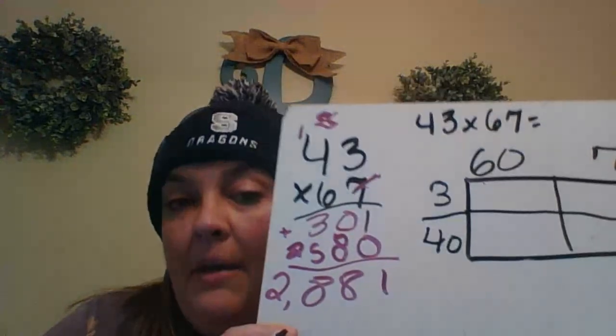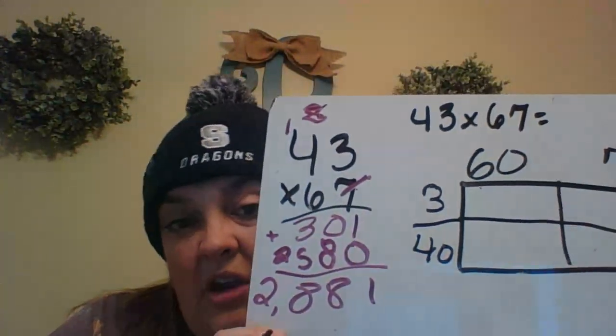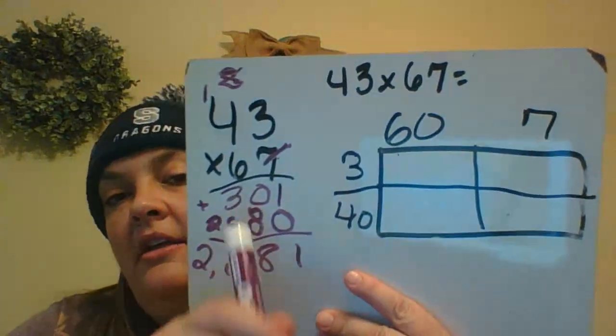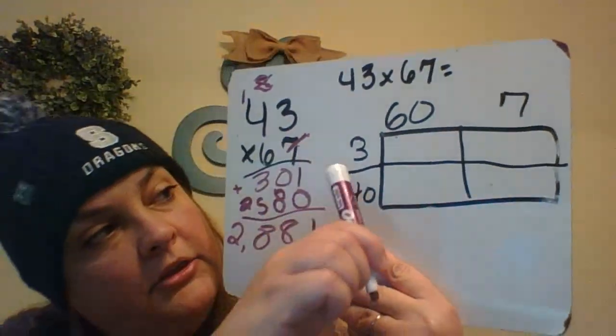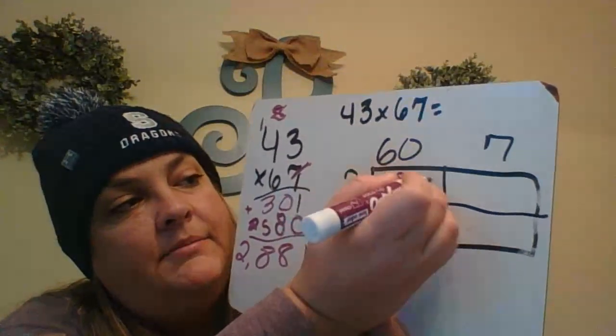2,881. If that makes sense to you, maybe that's the strategy that you use today, right? Give it a try. See how it goes. If not, let's go back to the area model here. 3 goes walking, the peasant to the king. 6 times 3, 18. Remember, I did get back 0.